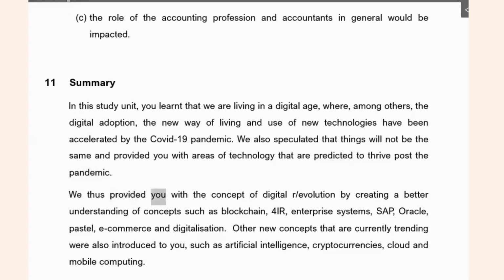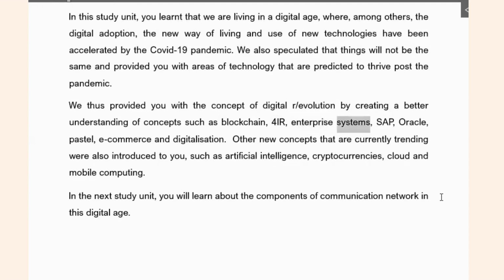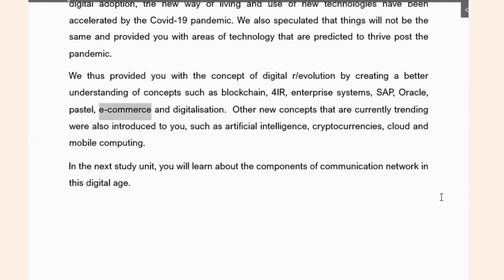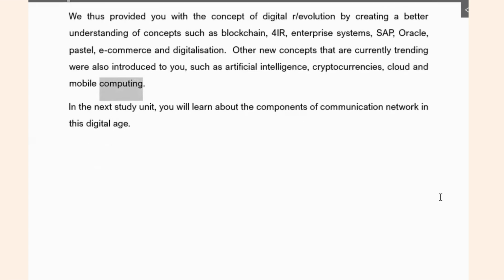We thus provided you with the concept of digital evolution by creating a better understanding of concepts such as blockchain, 4IR, enterprise systems, SAP, Oracle, Pastel, e-commerce, and digitalization. Other new concepts that are currently trending were also introduced to you, such as artificial intelligence, cryptocurrencies, cloud, and mobile computing. In the next study unit, you will learn about the components of communication network in this digital age.